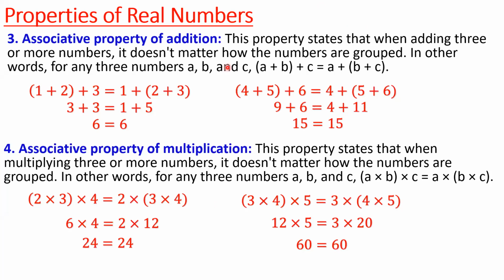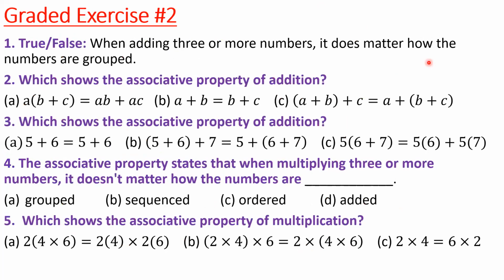Okay, so let's move on to the grade exercise. Grade exercise number 2. The first one says true or false: when adding 3 or more numbers, it does matter how the numbers are grouped. Number 2 says, which shows the associative property: A(B + C) = AB + AC, or A + B = B + C, or the last one. Number 3 says, which shows the associative property of addition.